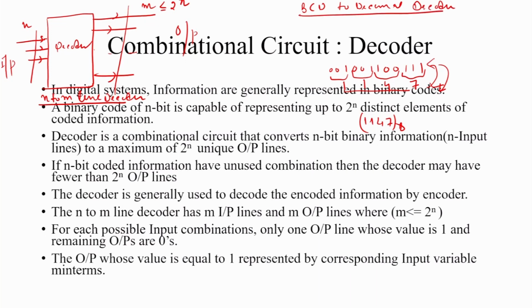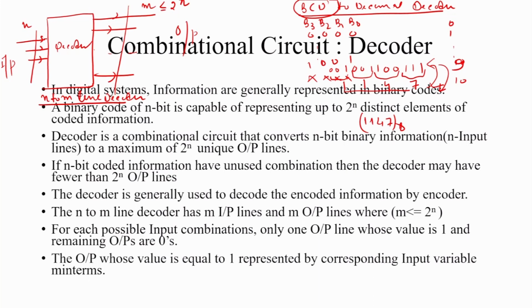In that situation, BCD is a group of 4 binary bits denoted by B3, B2, B1, B0, but only 10 decimal digits are decoded using these bits, from 0000 up to 9, which is 1001. This is the 9, and the rest of the BCD codes are not used. So in that situation the size of the decoder is a 4 to 10 line decoder.